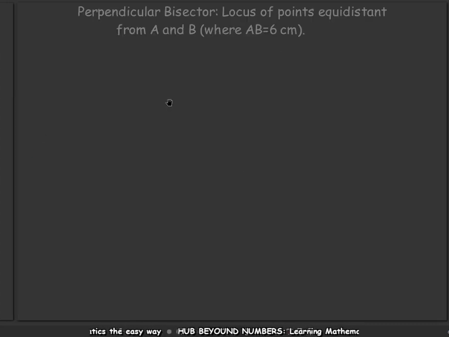Now the second locus we'll be looking at is the locus of a point equidistant from two fixed points, and that is a perpendicular bisector. Remember, a locus equidistant from one fixed point is a circle, but from two fixed points is a perpendicular bisector. This question says you have to draw the locus of a point equidistant from A and B, where AB is 6 centimeters. First of all, I'm going to get my points A and B.